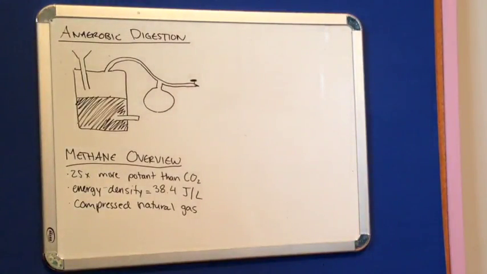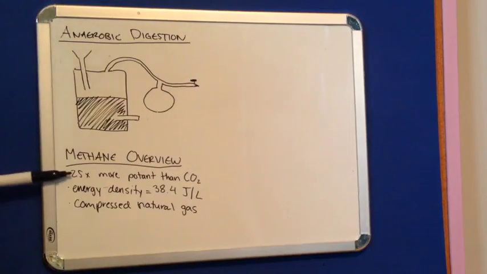Methane in general is 25 times more potent than carbon dioxide as a greenhouse gas, which is why it's very important for us to be able to capture this methane before it goes into the atmosphere and then recapture some of the energy that was stored in it to use before it's released as byproducts.